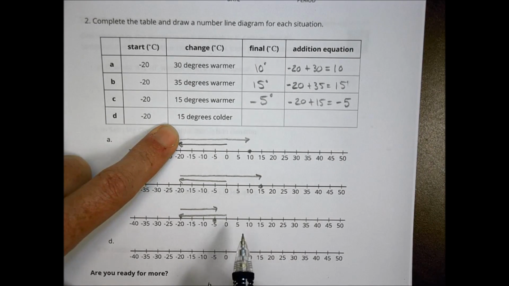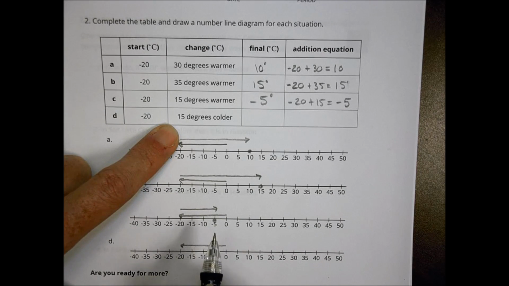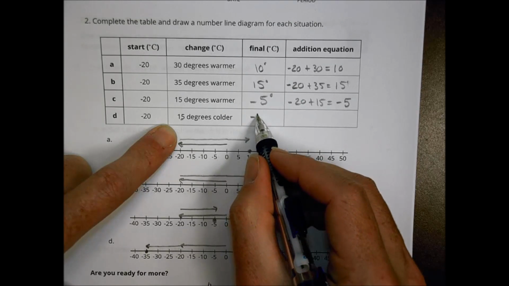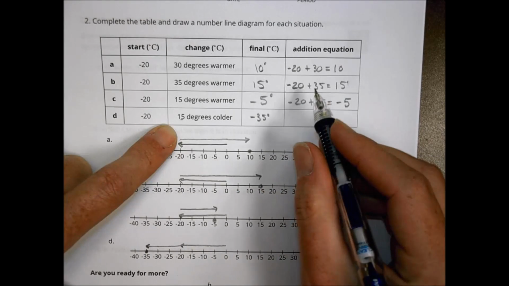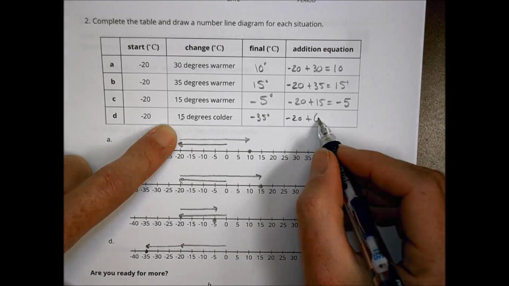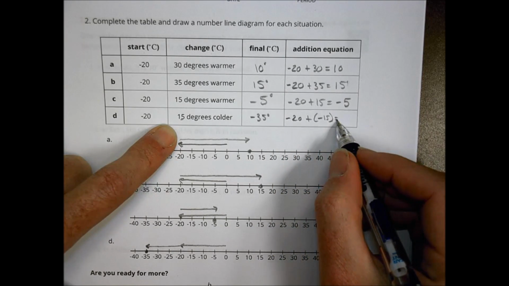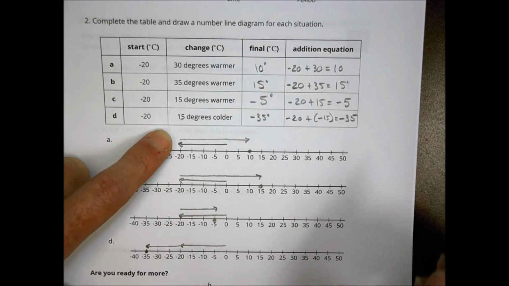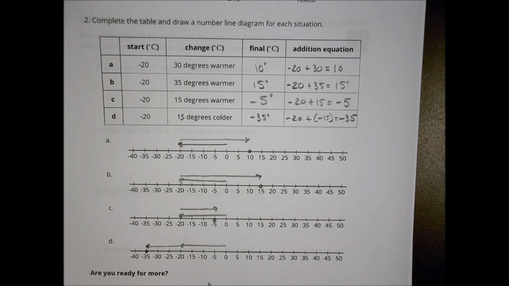And our last one, D, again we go down negative 20 degrees, and then we go 15 degrees colder. So we're going to continue this and go 5, 10, 15, so make a second arrow and end up at negative 35 degrees. So as an addition sentence, it's negative 20 plus a negative 15, which equals a negative 35 degrees there. All right, and that's the idea for that table and how we make those arrows.